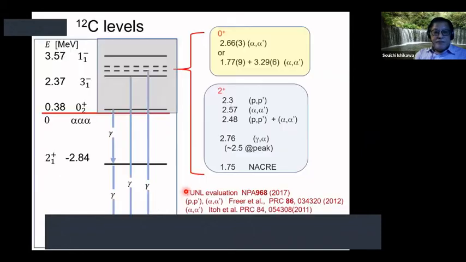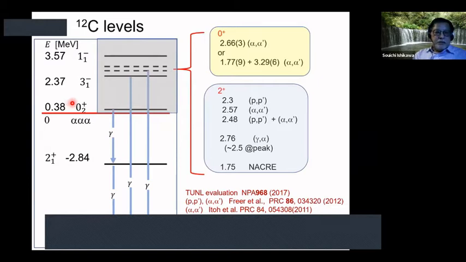Then these are some energy levels of carbon-12. We have the 3 alpha breakup threshold here. Below the 3 alpha threshold, we have 2 bound states: the ground state of carbon-12 and the first excited state, which is a 2+ state. Just above the 3 alpha threshold, we have a very sharp resonance, which is a 0+ state. This is the so-called Hoyle state.